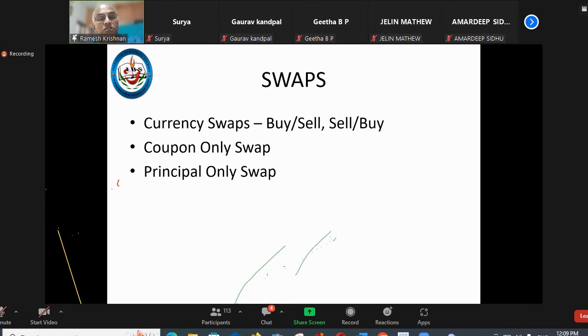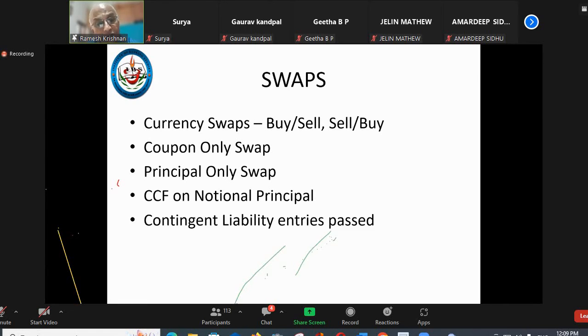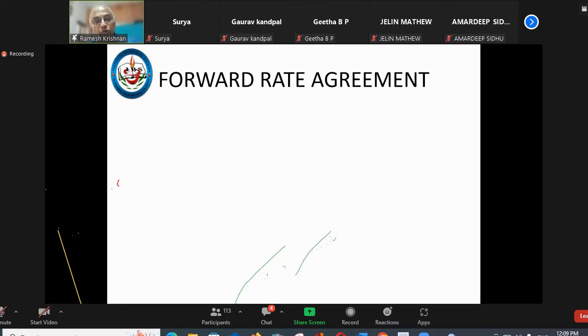Then you can have a principal only swap. That is 100 crores versus say equivalent, some $12 million, like that. So like that, you can have a principal only. Then credit conversion factor is always applied on the notional principal, and contingent liability entries are passed. That is why I already told about that.